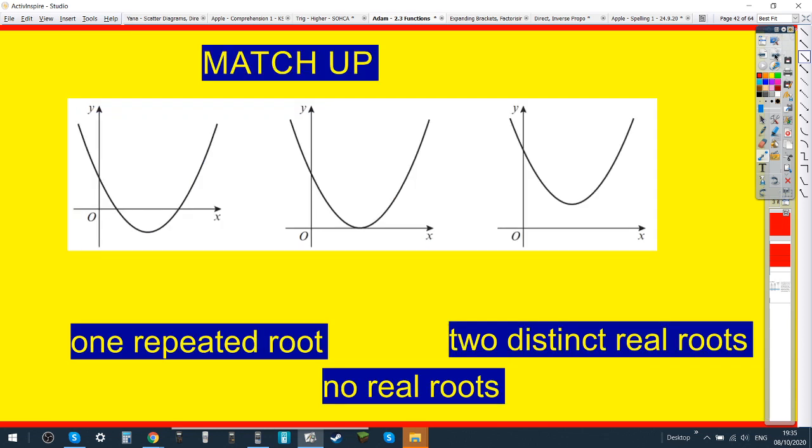Okay. Match them up. Two distinct real roots would be the one on the left. The one in the middle would be one repeated root, and the one on the right would be no real roots.